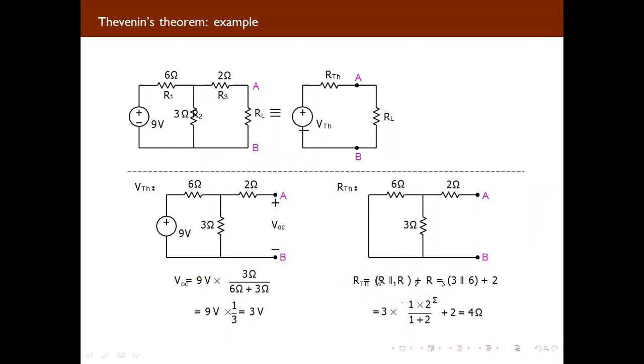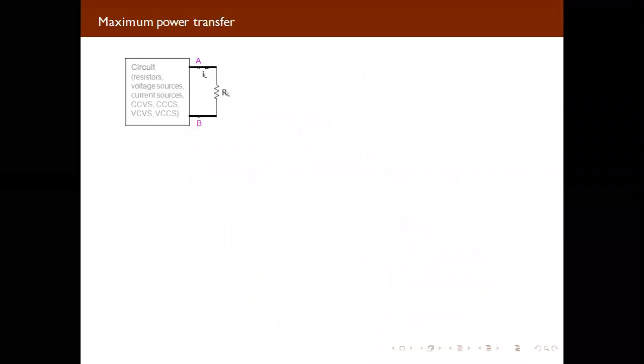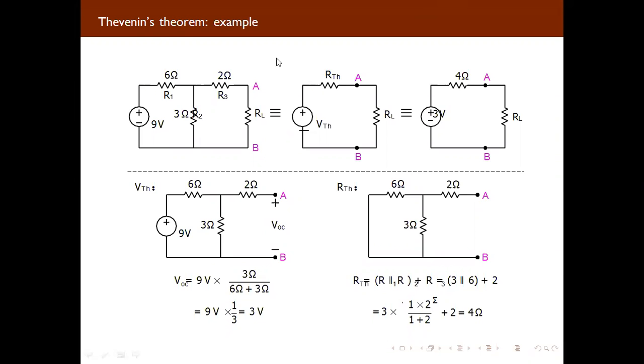You can calculate RTH as 3 and 6 in parallel, so 3 into 6 upon 3 plus 6, plus 2, so you will get 2 plus 2, that will be 4 ohm. So now you are having the value of VOC, you are having the value of RTH, you are having the value of RL. You can take it as it is, and our circuit will become like this, and here you can write VTH equal to 3 volt, RL as it is, and RTH you can write as 4 ohm. I have written here, you can see, this is the Thevenin equivalent circuit: 3 volt, 4 ohm, RL.